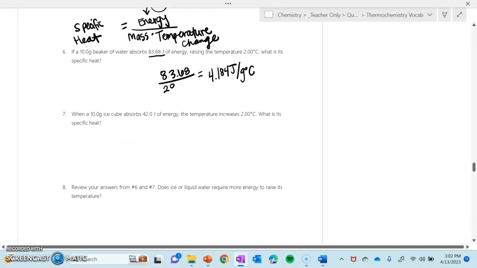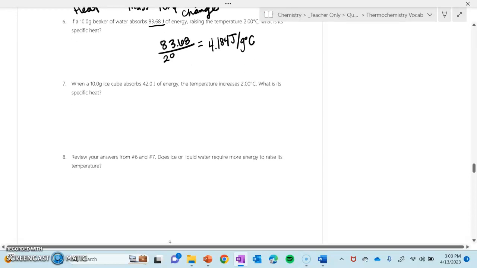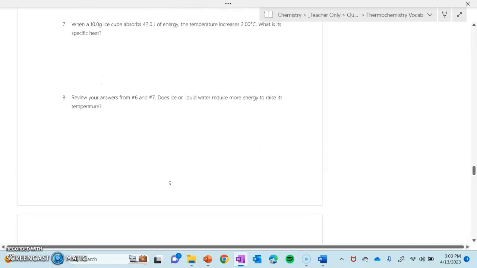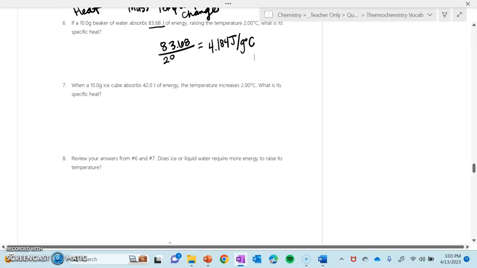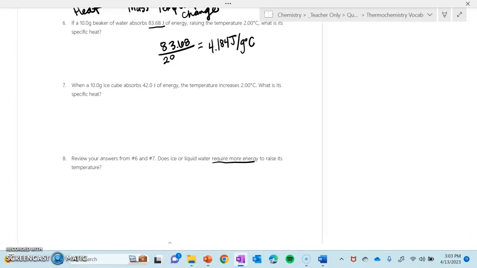It's the same process, just a different amount of energy. It has the same mass and the same temperature change, but this will result in a different specific heat for the ice cube. Then number 8 wants you to review your answers and tell us if ice or liquid water requires more energy to raise its temperature. You'll answer that based on the specific heats that you have in number 6 and 7.